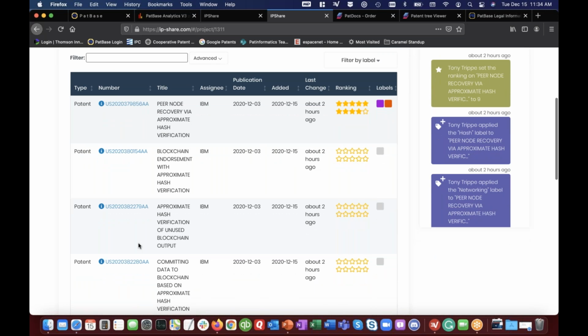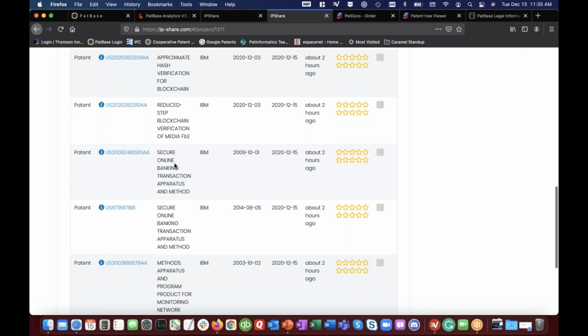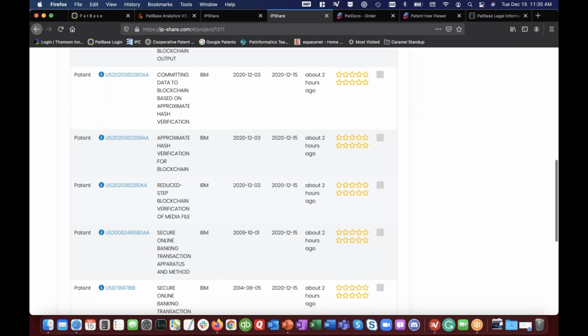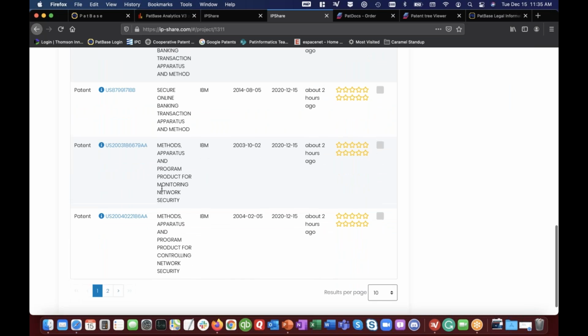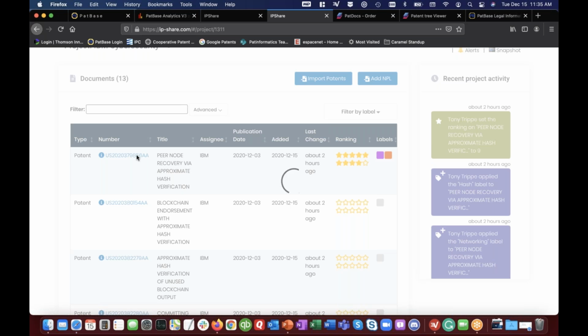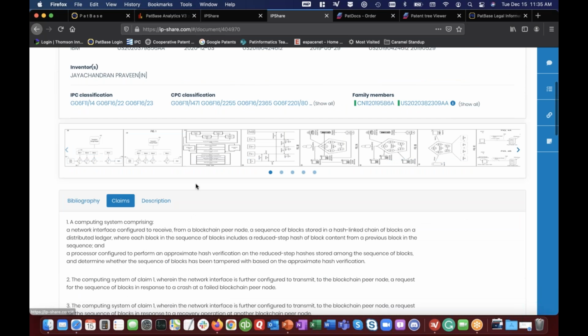These are all part of those three families. And so you've got the online banking, secure online banking, you've got the blockchain with the hashes, you've got a variety of different documents that I've brought in. And for each one of these, there's a lot of things that I can do, like adding these labels again, and I can vote on these. I can look at the original PDF. I can get the family legal status. I've got all the drawings. I can look at each of the individual claims.